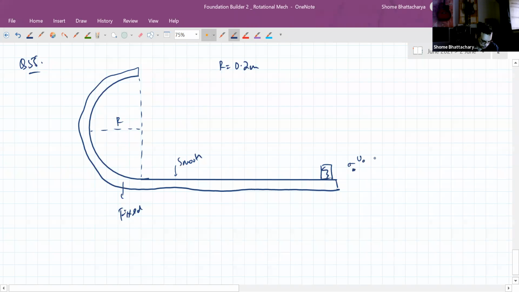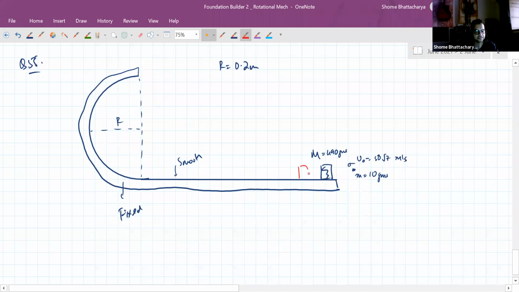Okay. So the bullet's mass, let's say small m, is 10 grams, and the block's mass is 490 grams. The bullet speed is 50√7 meters per second. Now the bullet gets stuck inside the block.